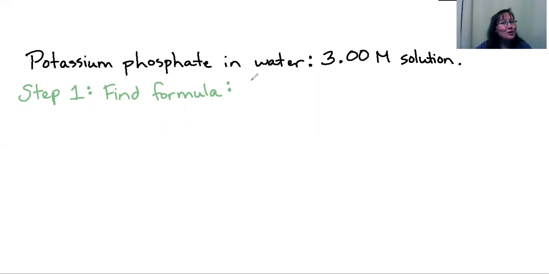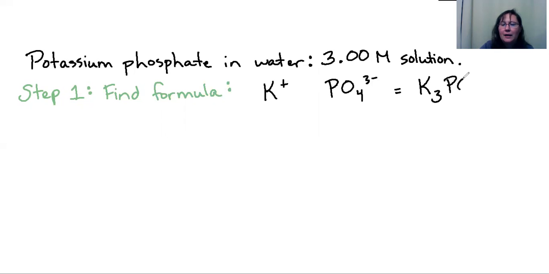Sometimes I won't be able to catch you, but sometimes I will. So use the ion list. Okay, so potassium ion is K+, and the phosphate ion is PO4 3-. So again, if we have 3 negative charges, we need 3 positive charges to balance them out. And so this becomes K3PO4.